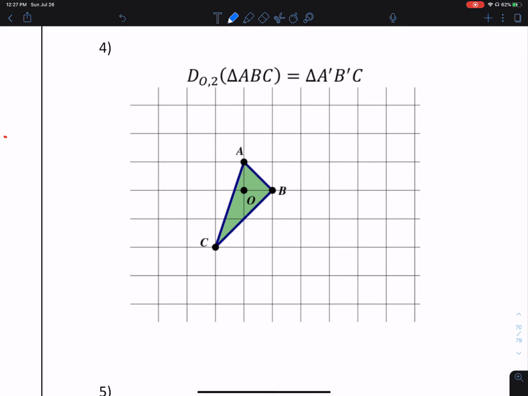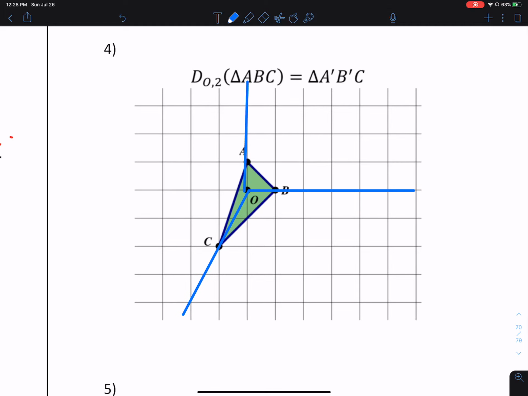Number 2 is getting a little crazier. We're going to dilate around 0,0 by a scale factor of 2, triangle ABC. So I like to once again extend these lines. You can make them dashed if you want. You can make them solid if you want. Dashed is likely better. I'm extending it from the point of dilation through each of the vertices. Now by doing that, I know that each of these image points has to be on those lines.